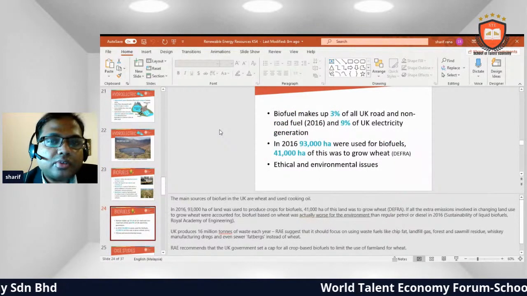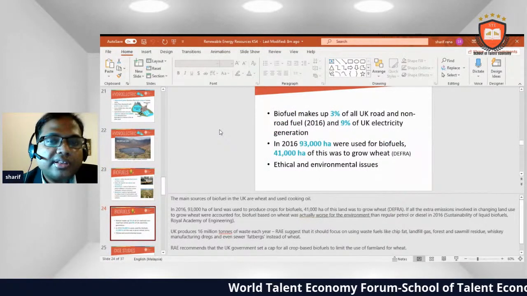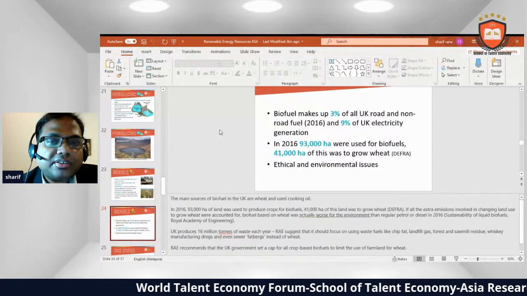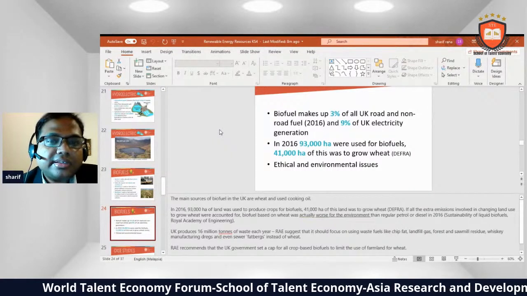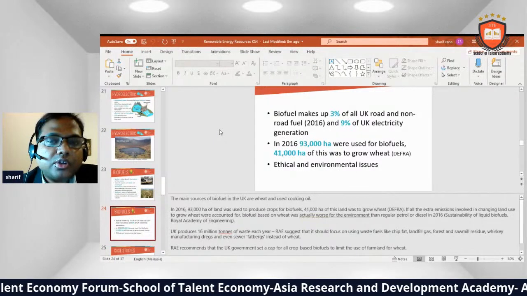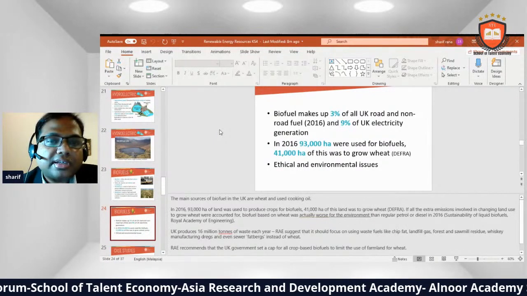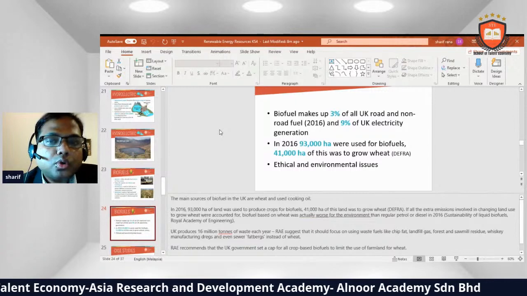Biofuels make up 3% of UK road and non-road fuels and 9% of electricity generation. In 2016, 93,000 hectares were used for biofuel, and 41,000 hectares of this was used to grow wheat.